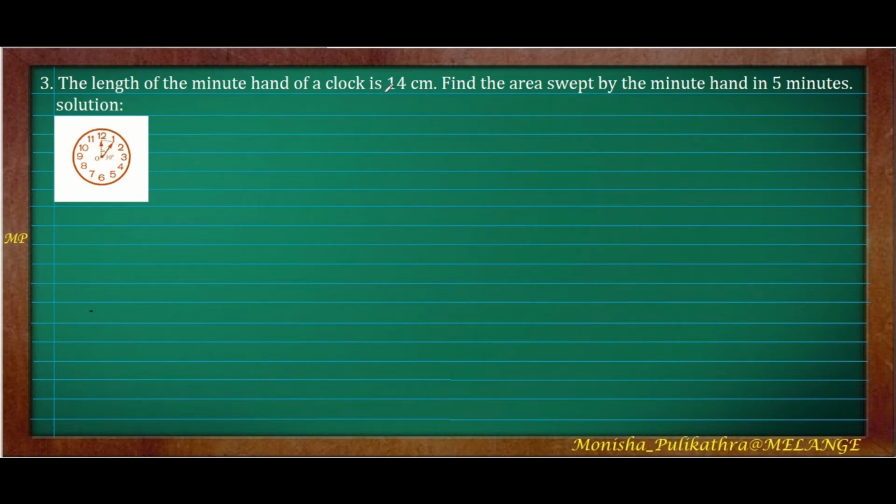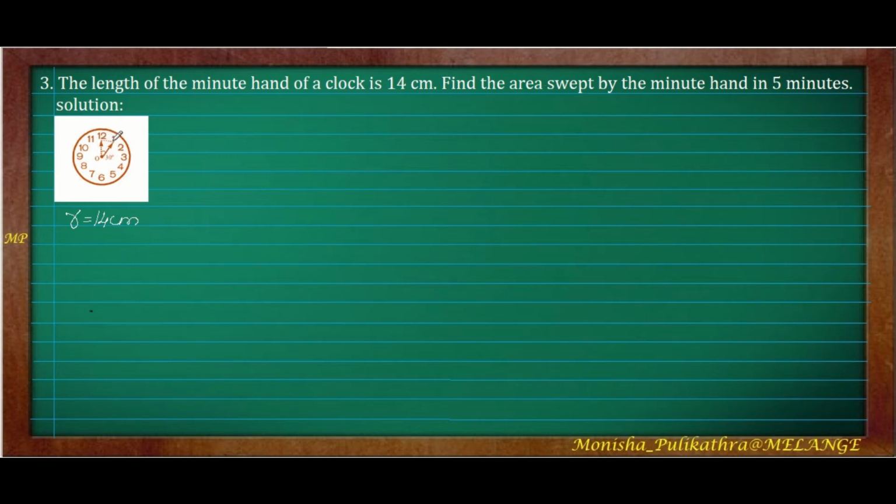The length of the minute hand of a clock is 14 centimeter. So we can consider it as a radius, from the center to here. It is considered as a radius. The minute hand will be the bigger one. So I can consider the radius as 14 centimeter. So next, find the area swept by the minute hand in 5 minutes.